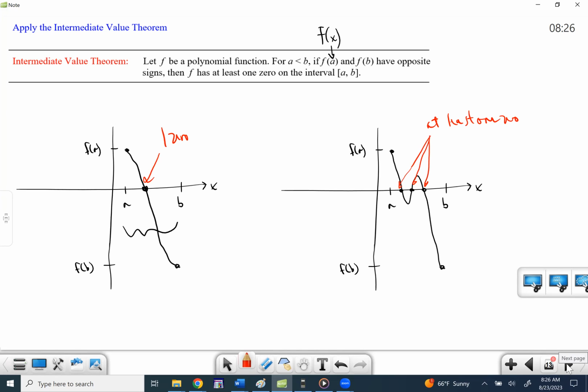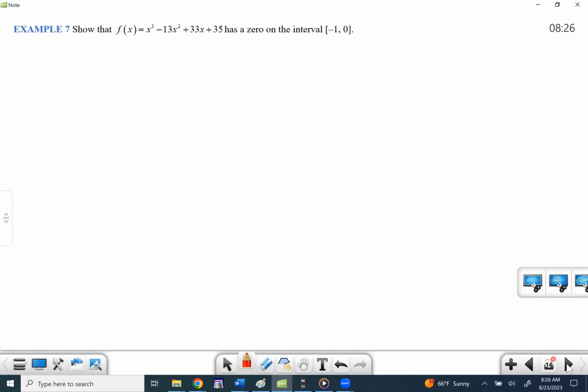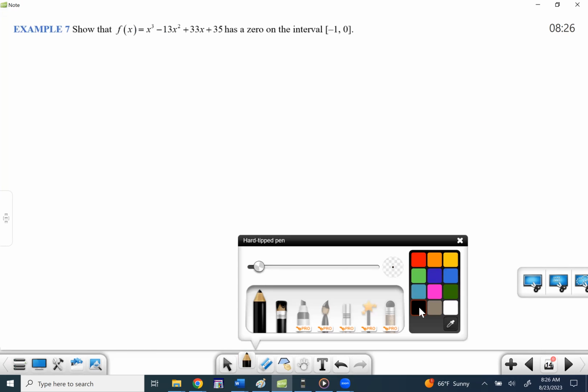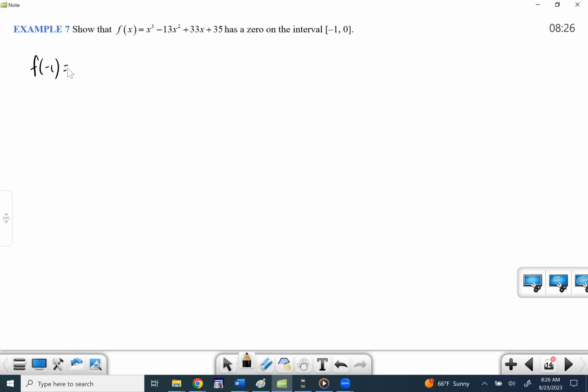So let's go ahead and apply the intermediate value theorem. Show that f of x has a zero on the interval of -1 to 0. So what we're going to do is substitute -1 into the function. I'm just going to let my calculator do it because I have a feeling most students would do that. So I'm going to try to model that, okay?